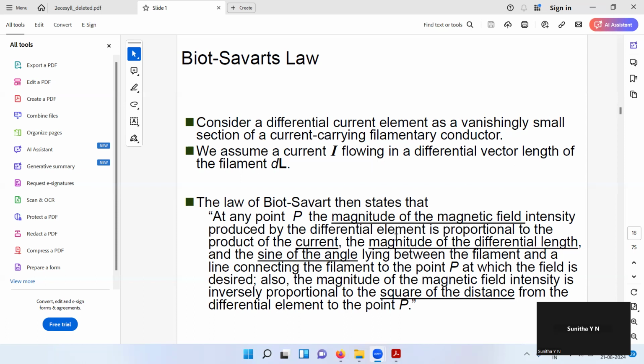Biot-Savart's law states that at any point P, the magnitude of magnetic field intensity produced by the differential element is proportional to the product of the current, the magnitude of the differential length, and the sine of the angle lying between the filament and a line connecting the filament to the point P at which the field is desired. Also, the magnitude of magnetic field intensity is inversely proportional to the square of the distance from the differential element to the point P.